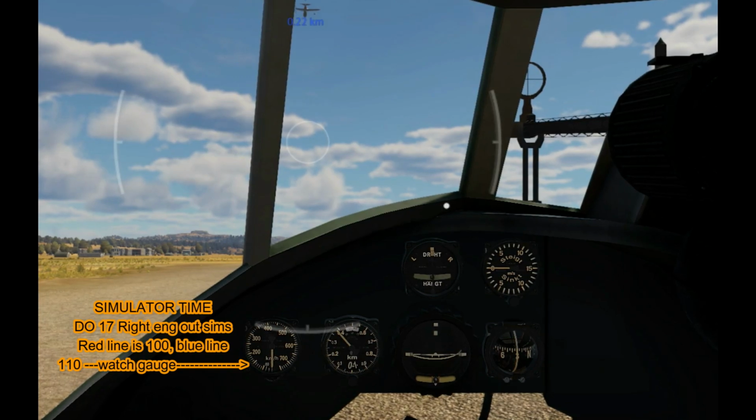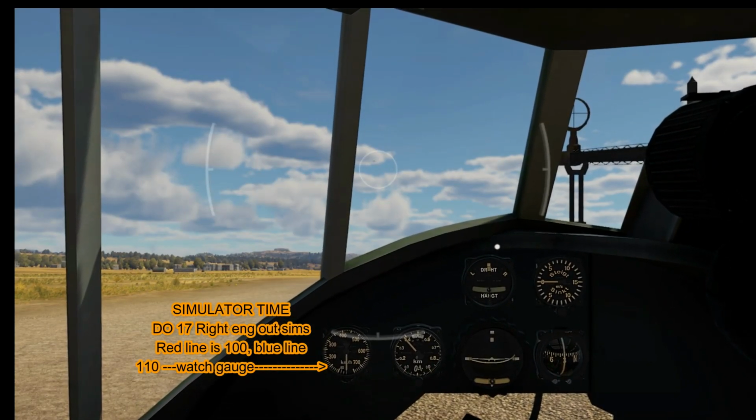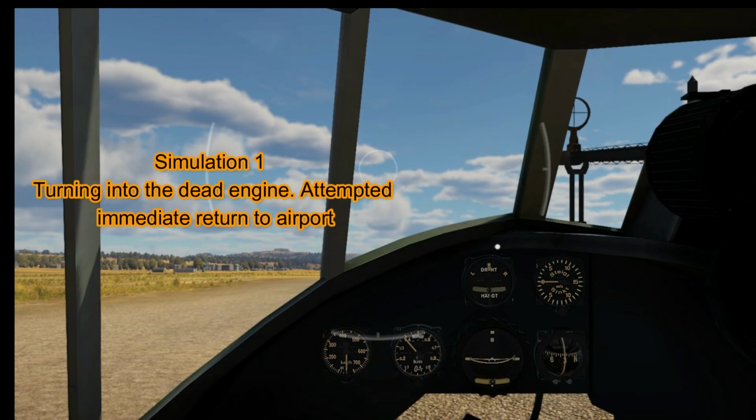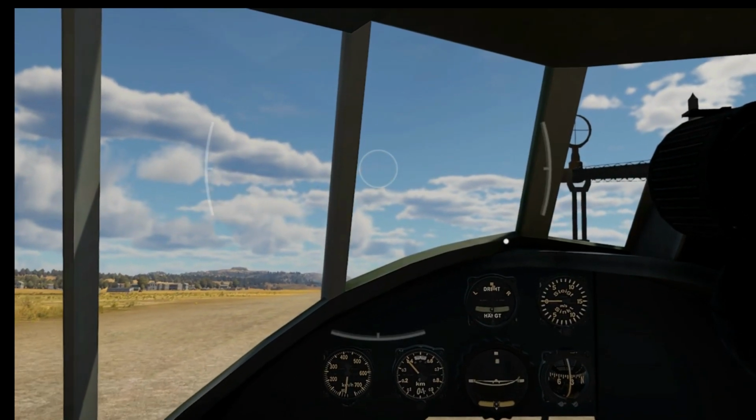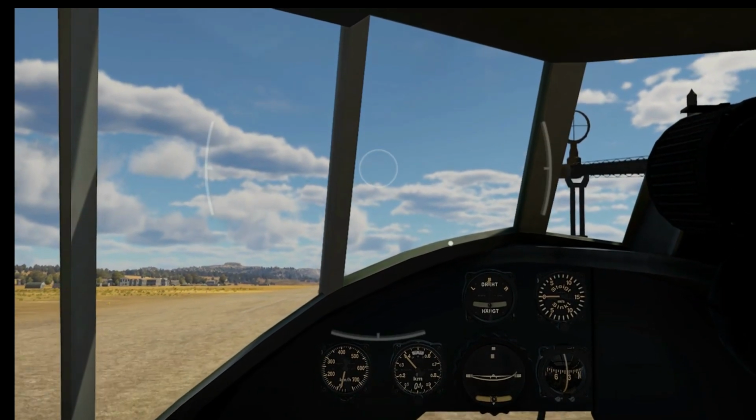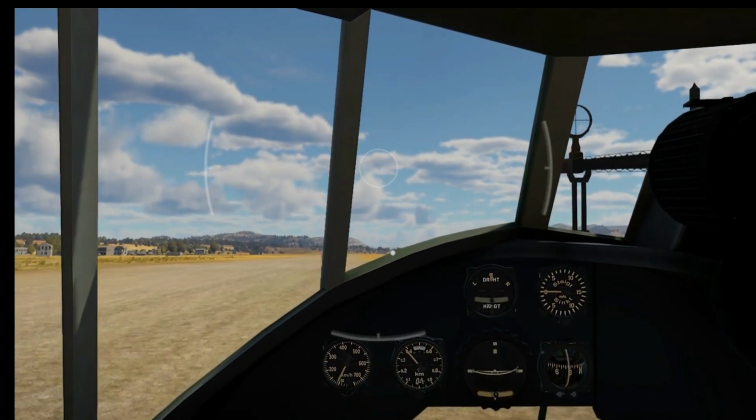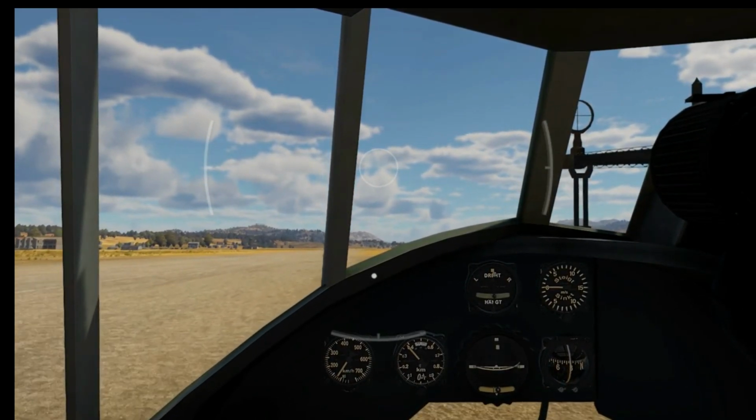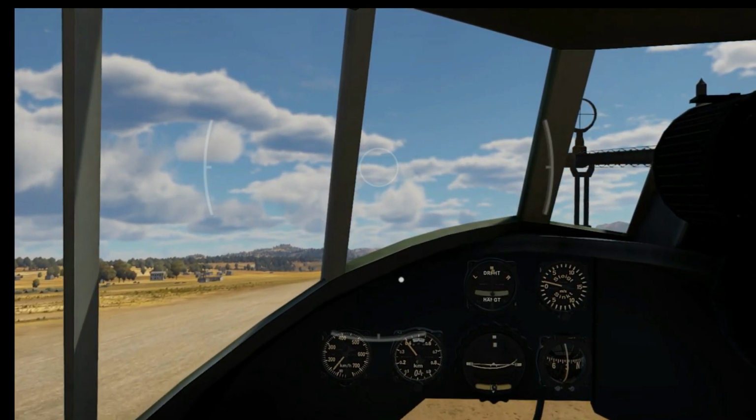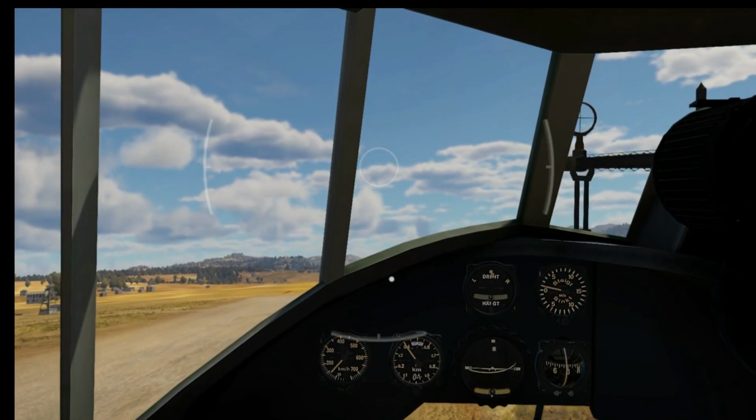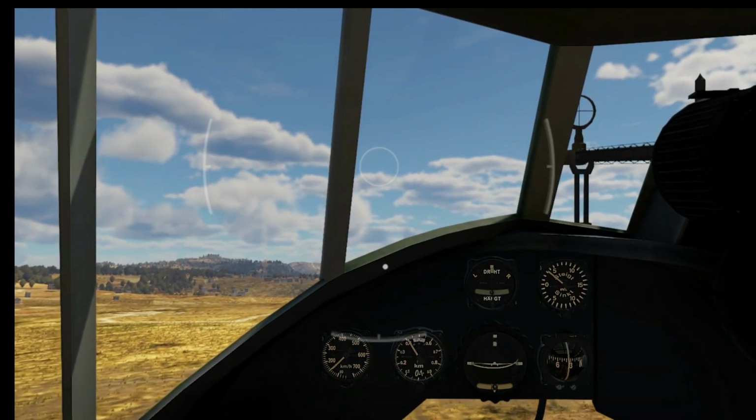So, let's see if we can try a right-hand circuit into the dead engine. We've done this a few times. Okay, takeoff flaps. Going to full power. Looking for 80. Okay, airspeed's coming. Okay, airborne. Stabilize. Positive rate, gear up. Flaps up now. Climbing out. And getting the VMCA right there.